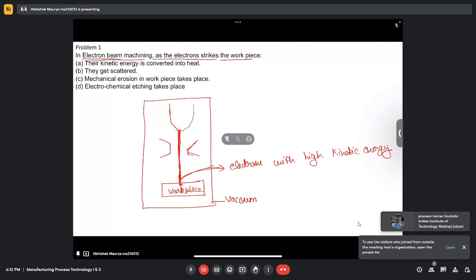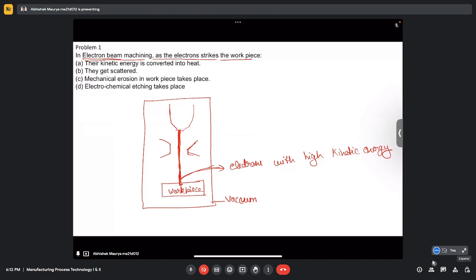Hi Praveen, do you like to answer this question by yourself first? If you want to try by yourself, you can give your answer in the chat box. And anyway, I am explaining the solution. So if you want to try, you can give your answer in the chat box.